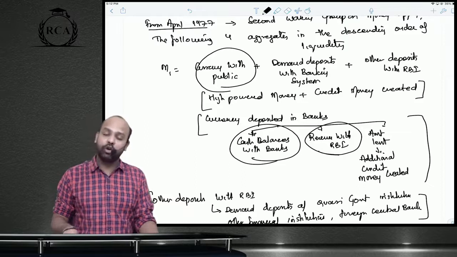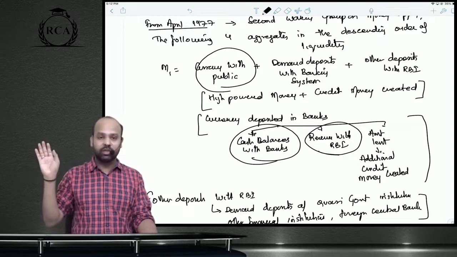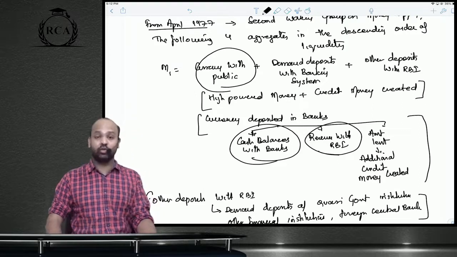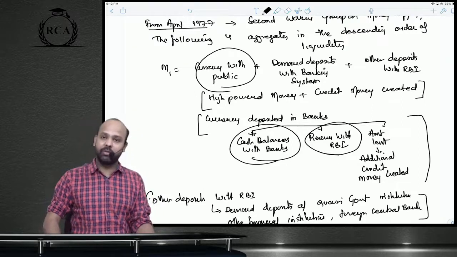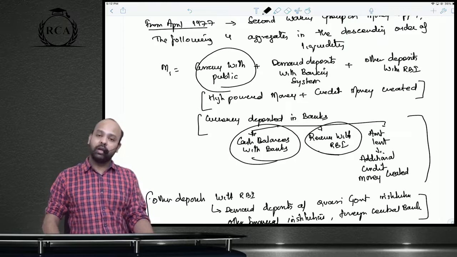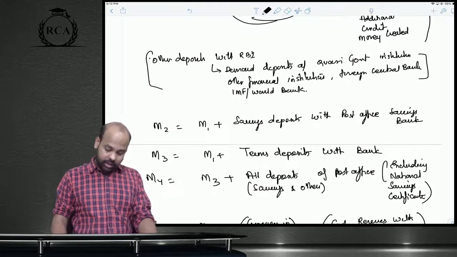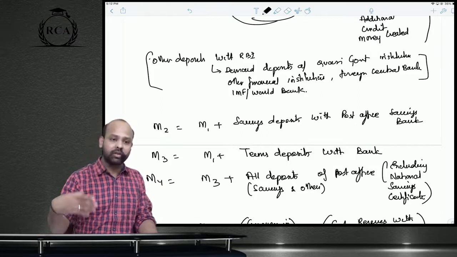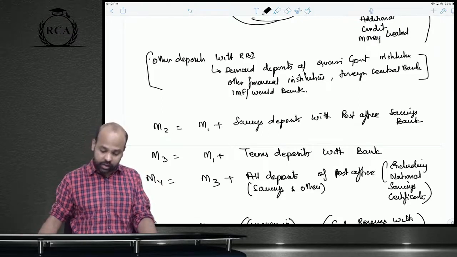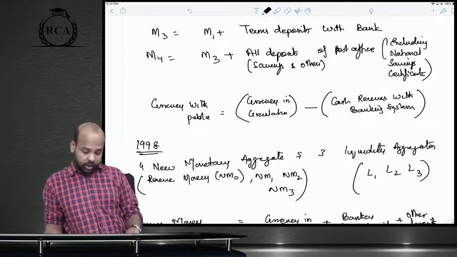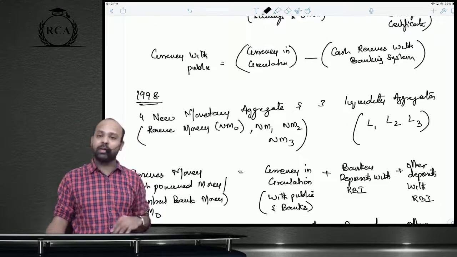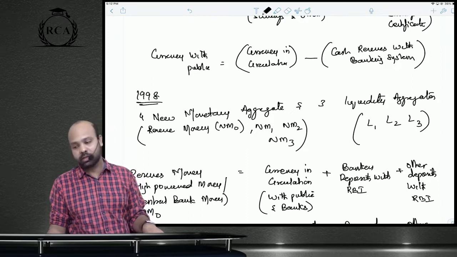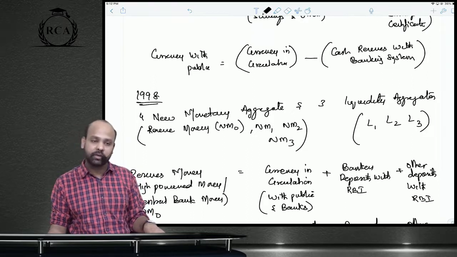Then M4 is basically M3 plus all deposits with the savings bank, except, I repeat, except national savings certificates, because that is like a borrowing made by the Indian government. And other deposits with RBI means demand deposits of other financial institutions, foreign central banks, IMF, World Bank. Currency with public means total currency in circulation minus cash reserves that are lying with the banking system.